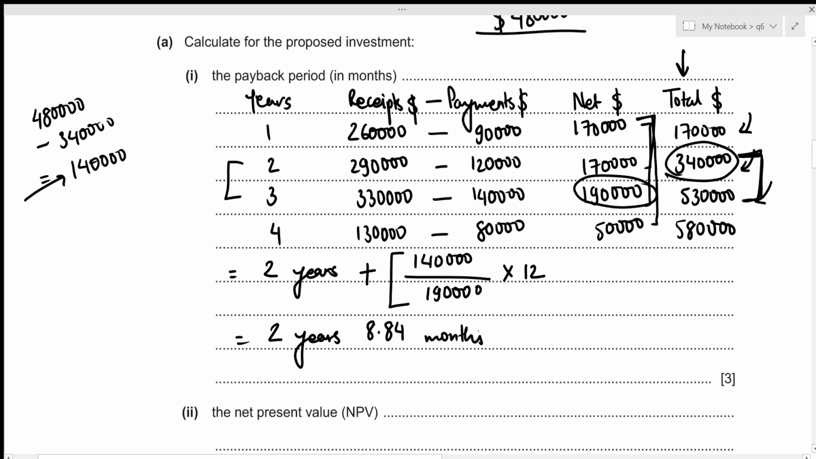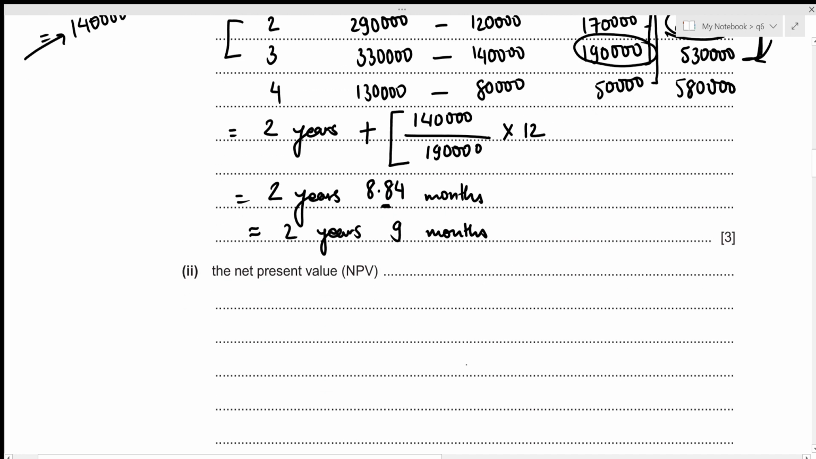Okay, this is our required payback period. And we can round it off as well. So that could be 2 years and 9 months. Okay, now for the next part, we need to figure out our net present value.